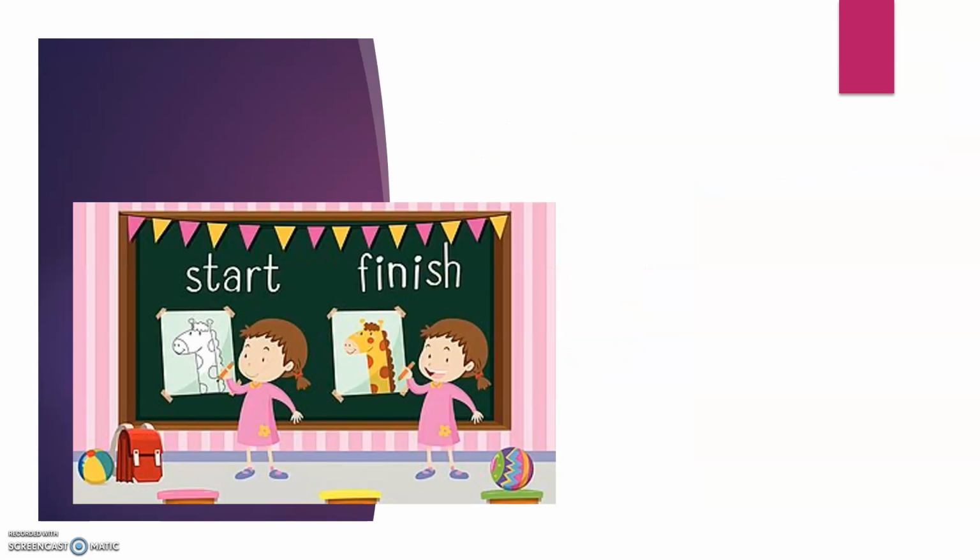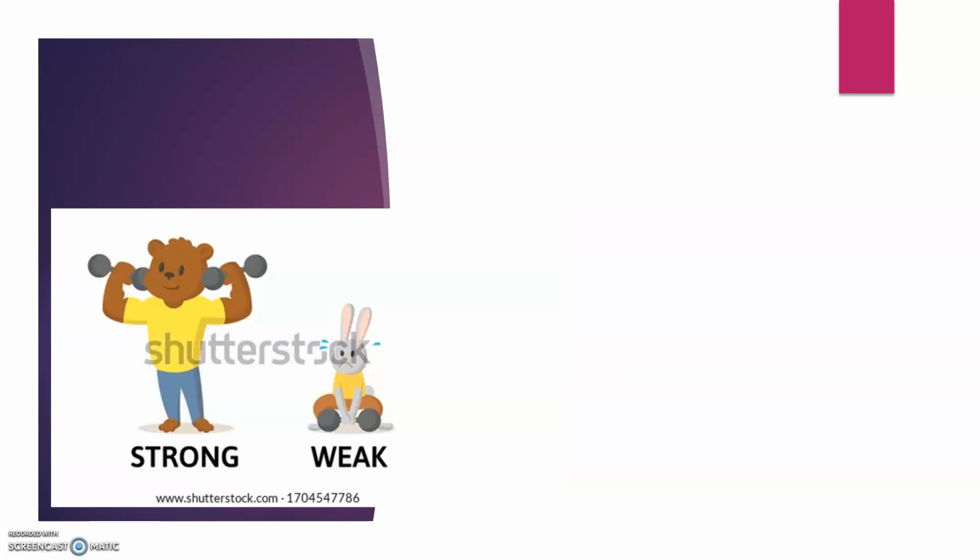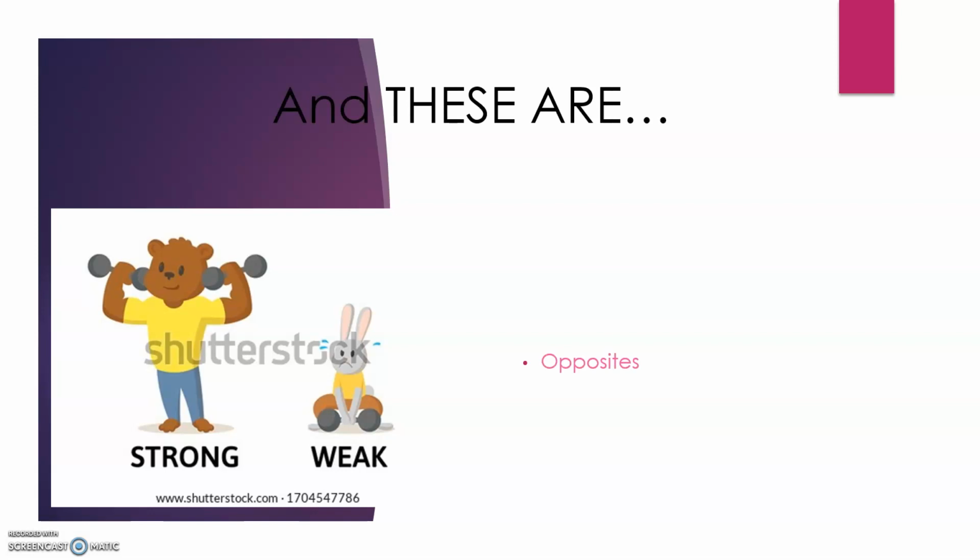This little girl is drawing a giraffe. On the left side, she has just started the picture, but on the right side, she has finished. Although the giraffe is still the same picture, it still shows that these two are opposites. There is a bear and a bunny. They are different animals. And also, one is strong and one is weak. So these are definitely opposites.